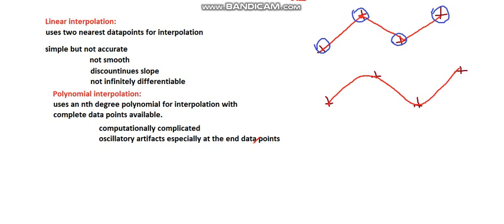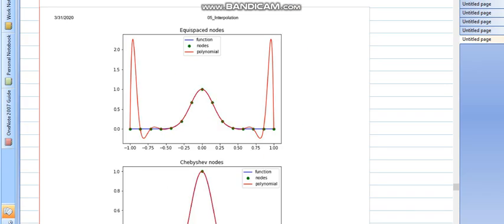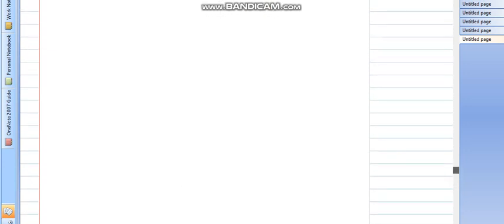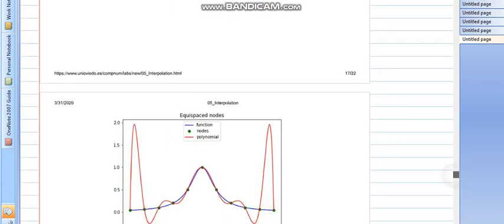But the problem with this polynomial interpolation is that it is computationally very complicated, because it has to consider an nth degree polynomial, and it has to find out what is the exactly fitting polynomial to these data points, and it is also having some oscillatory artifacts, especially at the endpoints. I can show you some other figure in here. So you can see from here, the curve with blue color is the original data, original curve.